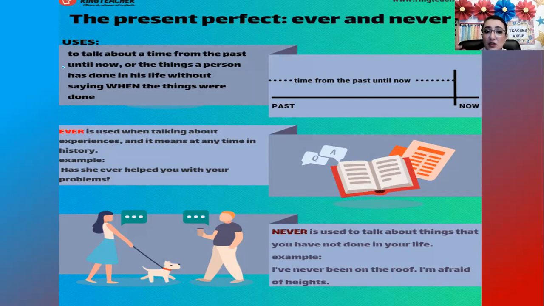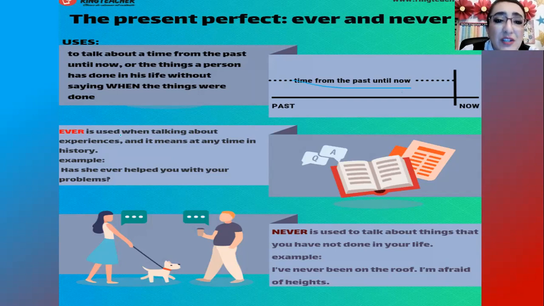Para hablar de cosas que en el tiempo desde el pasado hasta ahorita, o ciertas cositas que una persona ha hecho en su vida sin que te haya dicho cuándo las hizo, ¿no? Time from the past till now, desde el pasado hasta ahorita. ¿Cómo vamos a usar el ever y el never? How we are going to be using ever and never?